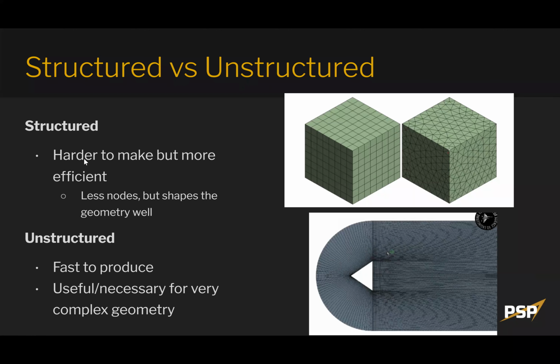So structured is harder to make. It's more efficient, less nodes, shapes the geometry well. Yeah, you're going to want to aim for this. Unstructured is really fast to produce. You just click a button and it does this. This is what SolidWorks does, and it's kind of why it's not the most reliable CFD FEA tool. But sometimes it's necessary to do this, but we won't really go into details about that until you begin trying that on your own. Because using one or the other is case by case. You'll figure out what's necessary depending on your part.